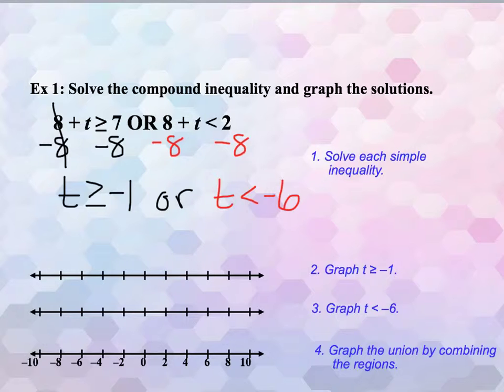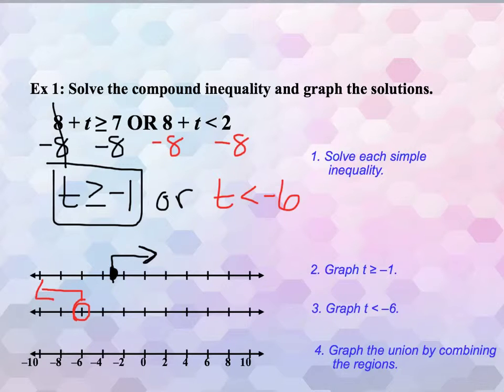So we'll do the t greater than or equal to -1 on our graph. -1 is here. Have a closed circle, and all values that are greater than -1 are to the right. And then we'll graph the red one on a separate line. We have -6 with an open circle. And I want all values that are going to be less than -6, which is to the left. And notice how they're going opposite directions. So we'll graph both on the bottom number line.